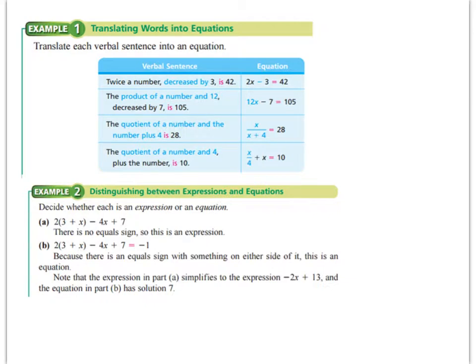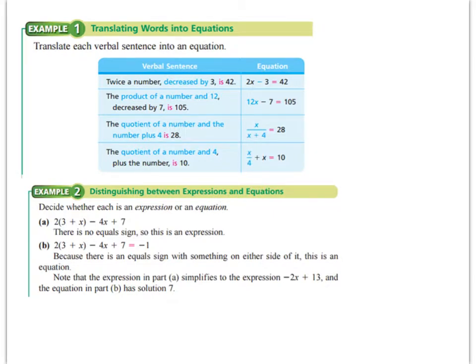And then we've got the product of a number and 12 decreased by 7 is 105. So product of a number and 12 is 12x. Decrease it by 7, so subtract 7, and then that equals the 105. The quotient of a number and the number plus 4 is 28. So again, notice quotient of a number and the number plus 4. So the second part, the number plus 4, that whole thing is the denominator, and that equals 28.